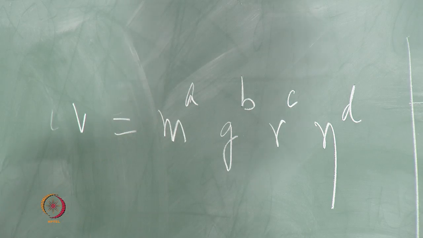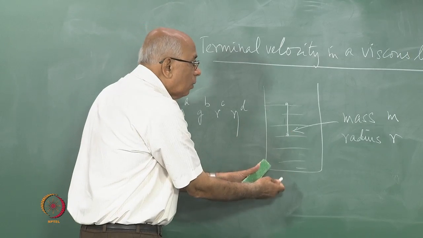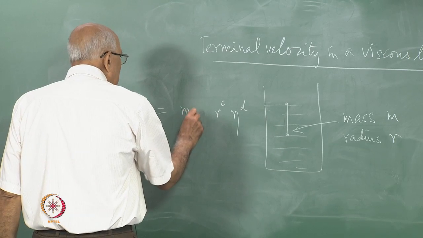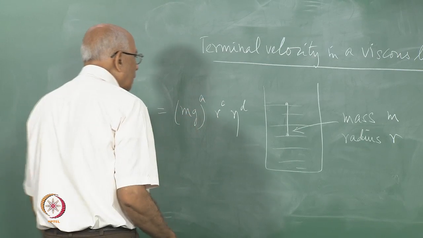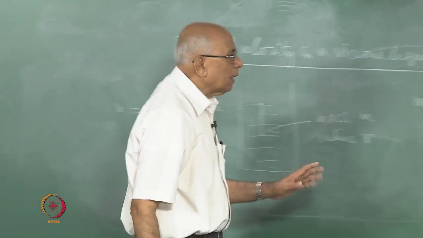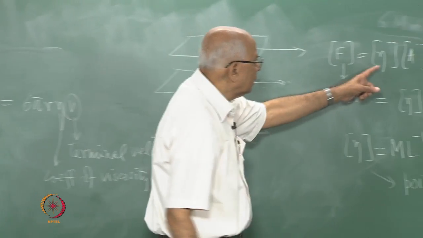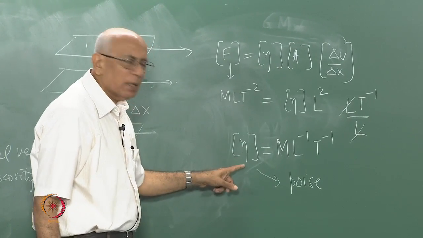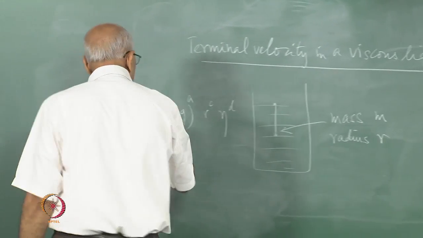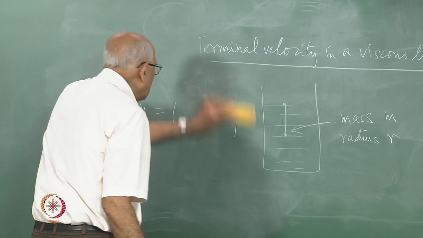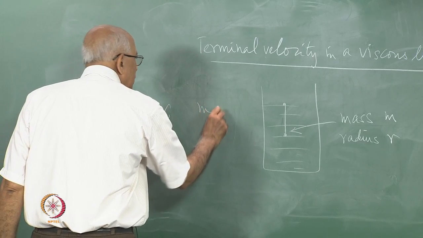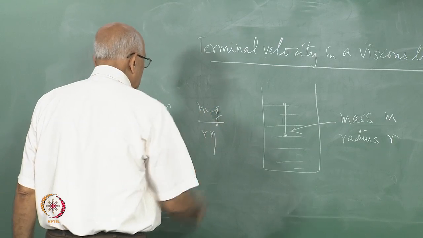Mg is a force. So, since mg is what is appearing down here, we should really say force to whatever A. So, we should say mg to the power A, r to the C, eta to the D, etc. And now it is a very simple matter to put in the physical dimensions of eta. We know the physical dimensions of r and mg, and show that this thing will indeed turn out to be V is proportional to mg over r times eta.